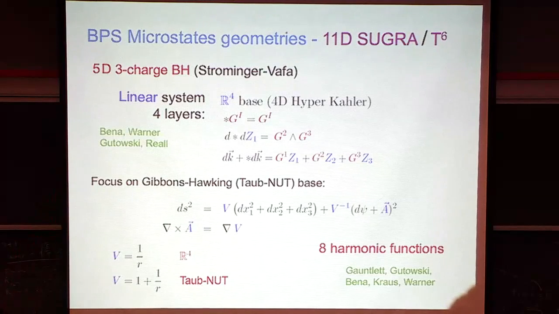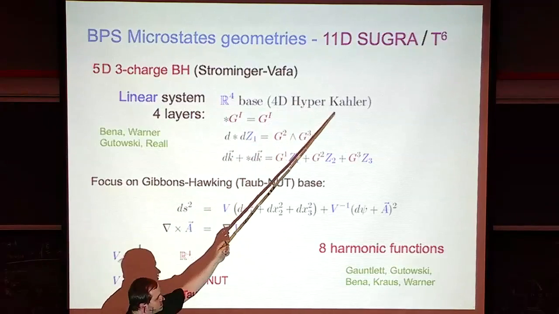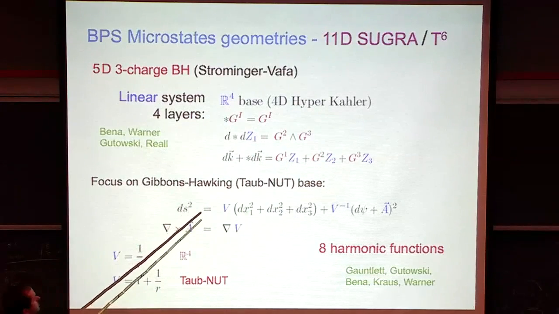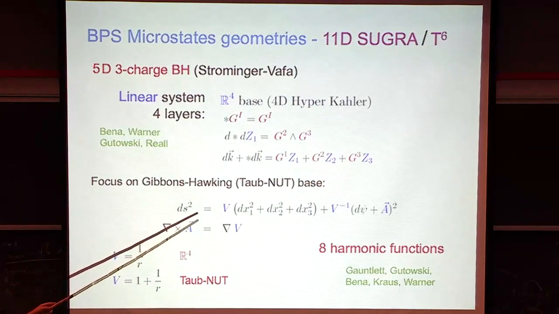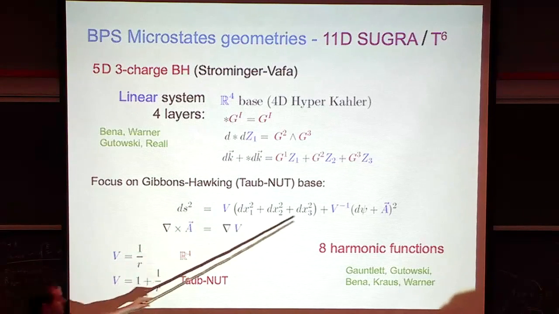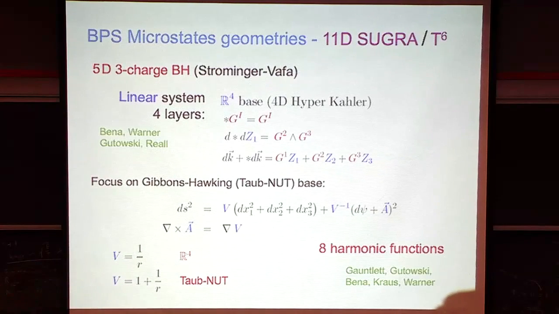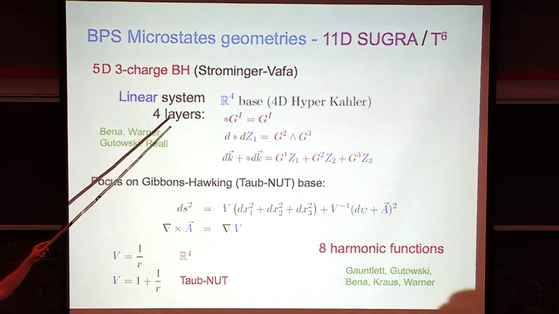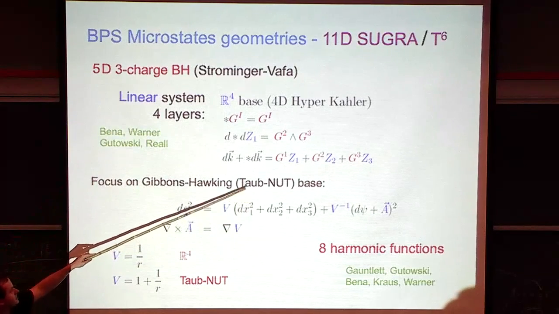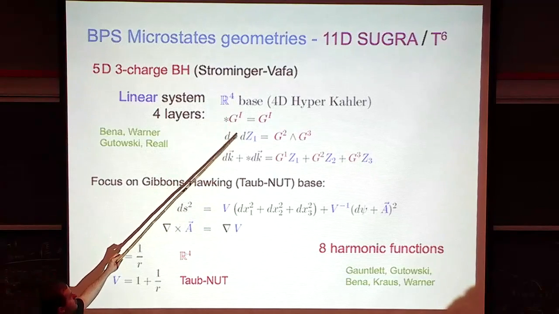And the way to do it is to actually replace the R4 base by some 4-dimensional hyperkähler space, which can be, for example, a Gibbons-Hawking space or a top-knot space. These spaces have a fiber, and a harmonic function V which basically multiplies the fiber, and the fiber shrinks at various locations. So if you just replace this R4 base by some hyperkähler manifold, you basically have to solve 3 layers of equations.